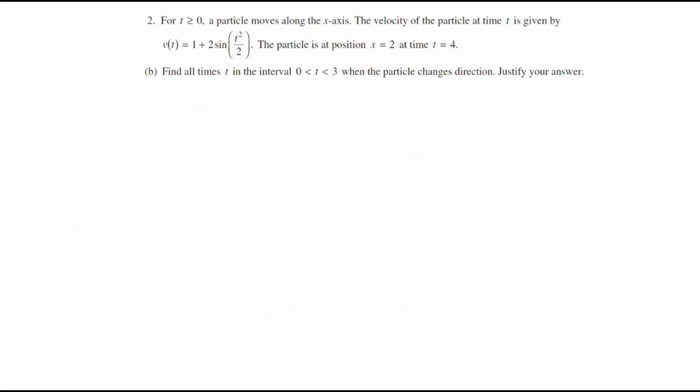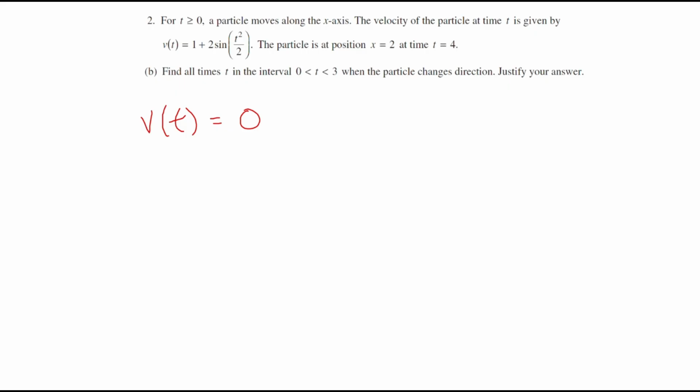In part B, it wants us to find all time intervals, or all times t on this interval, 0 to 3, when the particle changes directions. So a particle can only change directions when its velocity is equal to 0. So we're going to first look for when is v of t equal to 0.